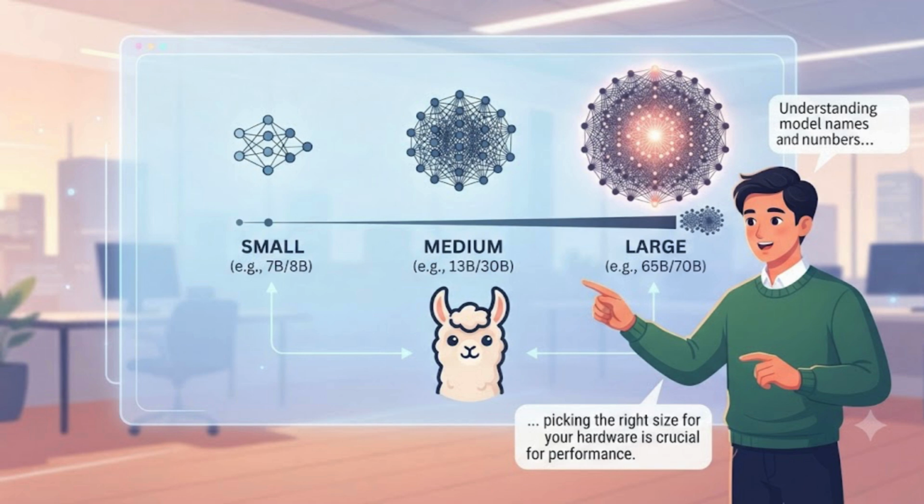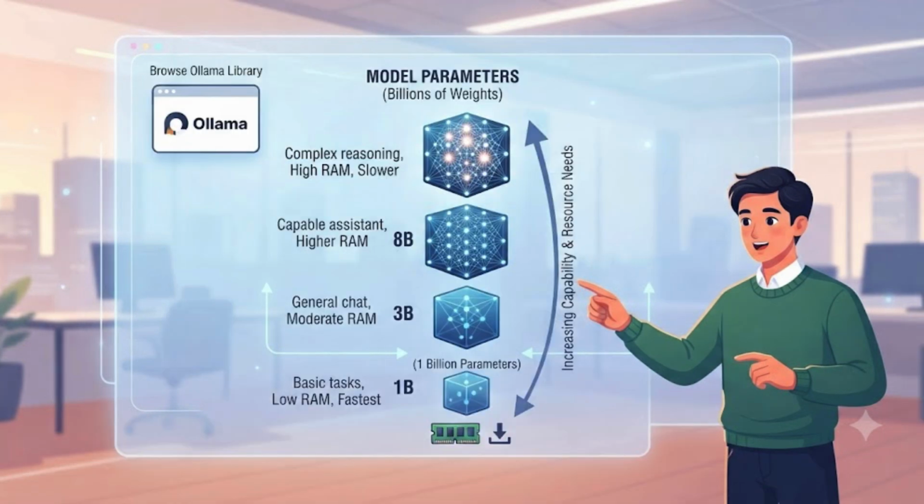Before we move on to setting up a proper visual chat interface, I want to spend a few minutes on something that trips up almost every beginner: understanding what these model names and numbers actually mean, because picking the right model for your hardware makes an enormous difference in your experience. When you browse the Ollama model library on their website, you'll see model names followed by numbers like 1B, 3B, 8B, 13B, and so on.